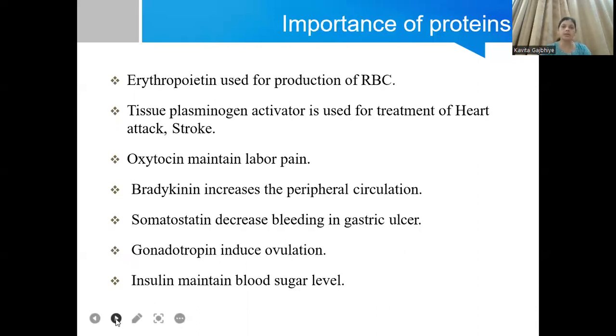Now, what is the importance of protein? A few examples help us understand the actual importance and applicability of proteins for the proper functioning of the human body. Erythropoietin is used for production of RBC, tissue plasminogen activator is used for treatment of heart attack, and oxytocin maintains labor pain. Bradykinin increases peripheral circulation, somatostatin decreases the bleeding in gastric ulcer, gonadotropin induces ovulation, and insulin maintains blood sugar level. All these are hormones which act as a controller or as a kind of treatment therapy in our body. Basically, their origin is all protein.